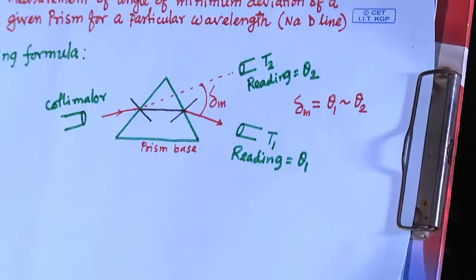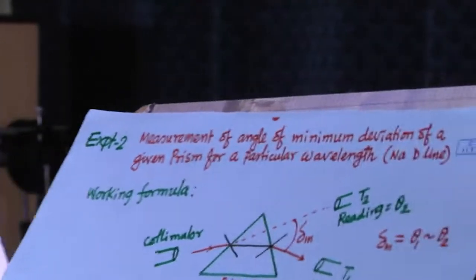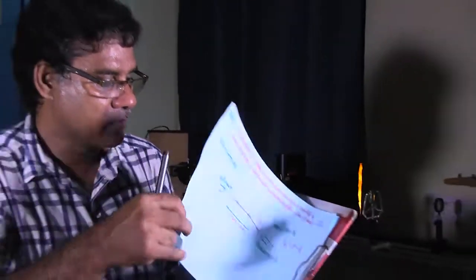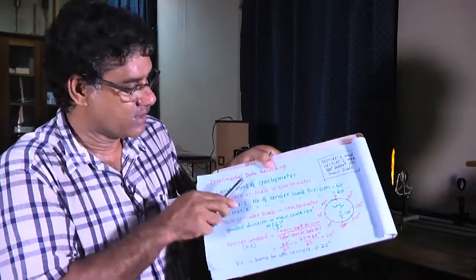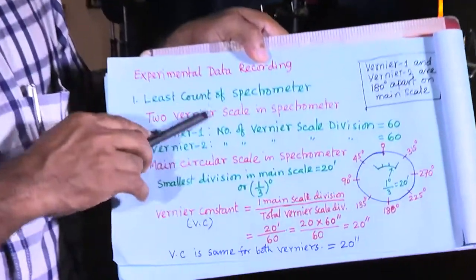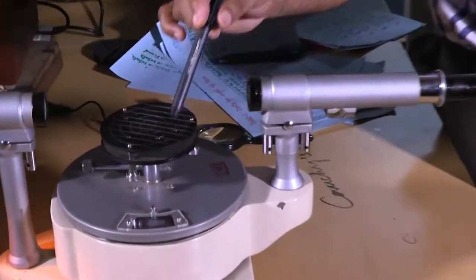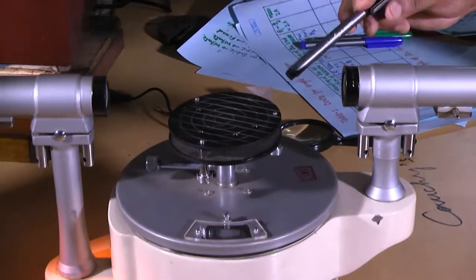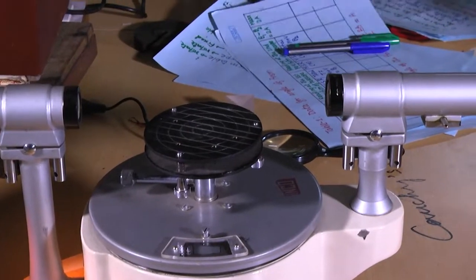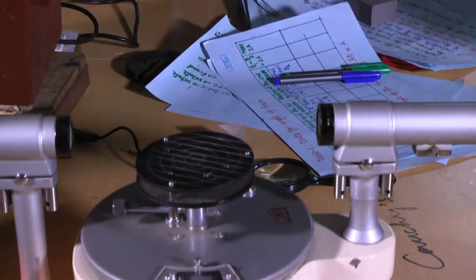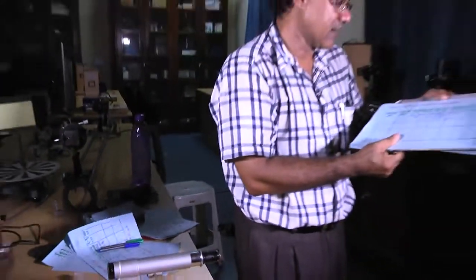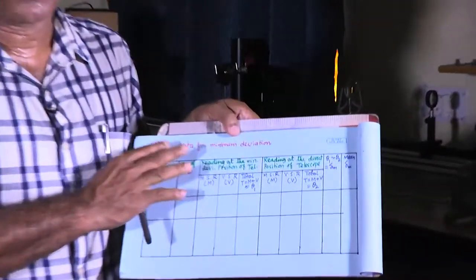First, again, for any experiment, you have to find out the vernier constant for both verniers. I am showing the same page, already I have explained. For our case, the vernier constant is 20 seconds for vernier 1 as well as for vernier 2. That we have to note down. Then we go for the data recording for the minimum deviation position.